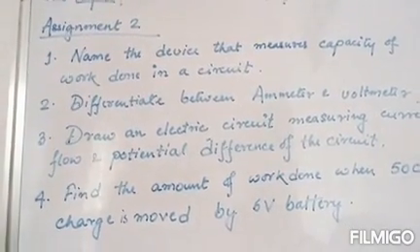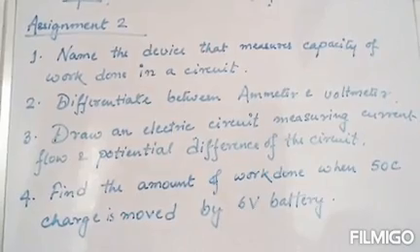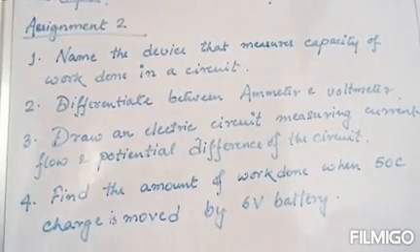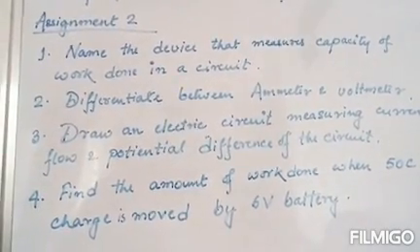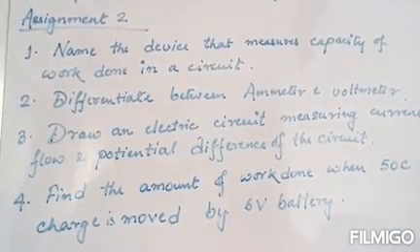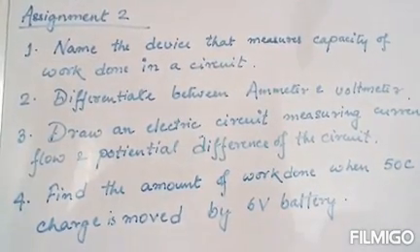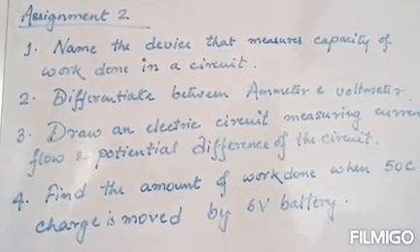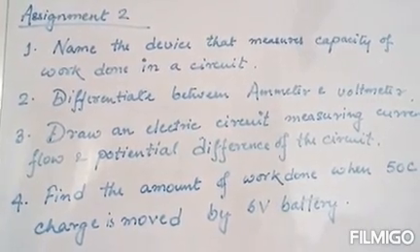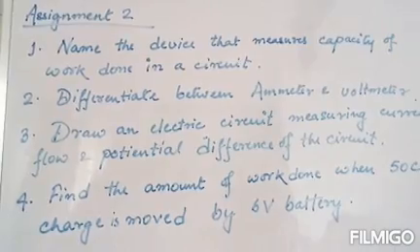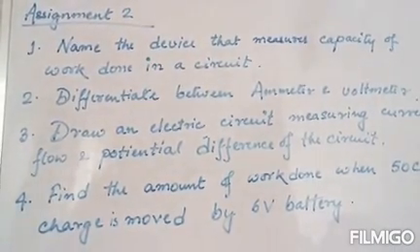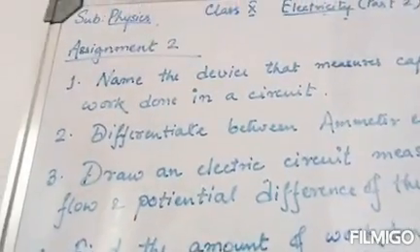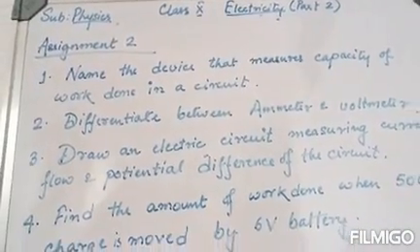Third, draw an electric circuit measuring current flow and potential difference of the circuit. Here I have mentioned that you have to measure the current flow. That means you have to remember what device you have to put in the circuit to measure current, and draw that one. And I told you to measure the potential difference also. By what device you can measure the potential difference, that device also you have to draw in the circuit. I have also shown you the various signs or components of a circuit. Using those components you have to draw the electric circuit.